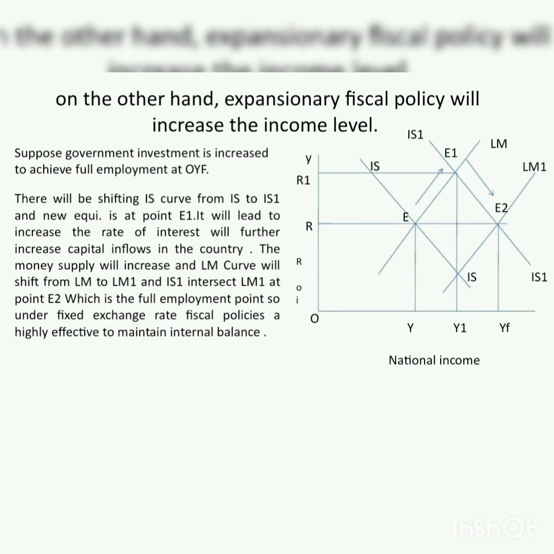So let me repeat it again. Initially we are at point E. The government is utilizing an expansionary fiscal policy, due to which there will be a shift in the IS curve from IS to IS1, and because of this shift in the IS curve, there will be an increase in the rate of interest from OR to OR1.